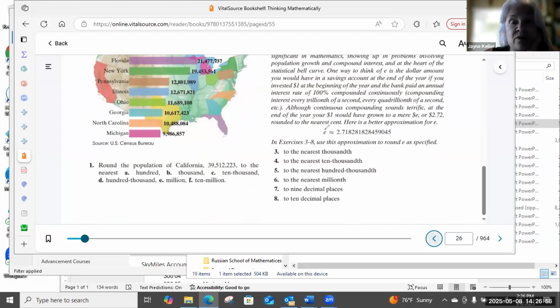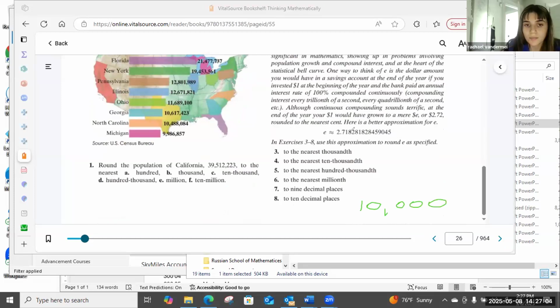Okay, so 10,000ths would be this number. I want the fourth digit after the decimal place. That's here. Then I have to look to the right to see whether I'm going to round up or leave it alone. You'd round up. Yes. So what does that give me? It'd be 2.7183. Yes. Beautiful.